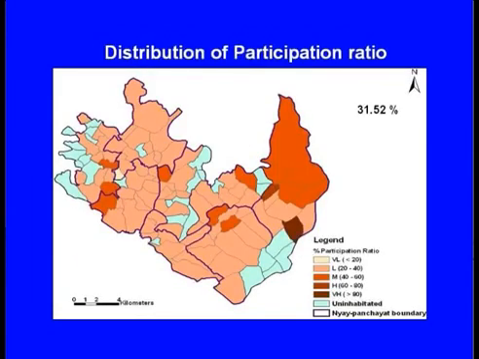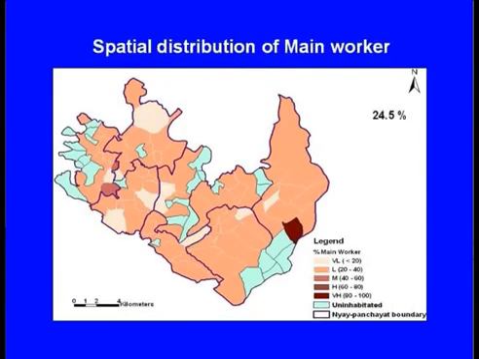The participation ratio, that is the working type of people, is of the order of 31.5%, which is a very low value. Main workers in this area are only 24.5%.